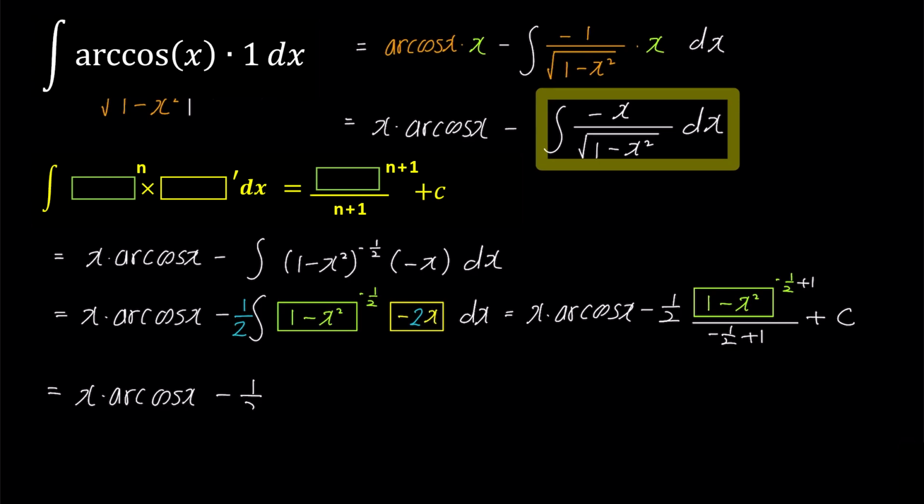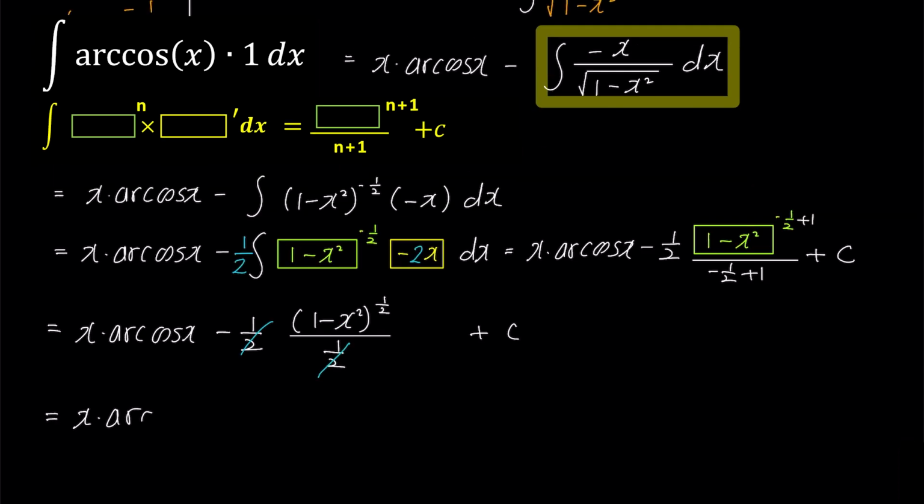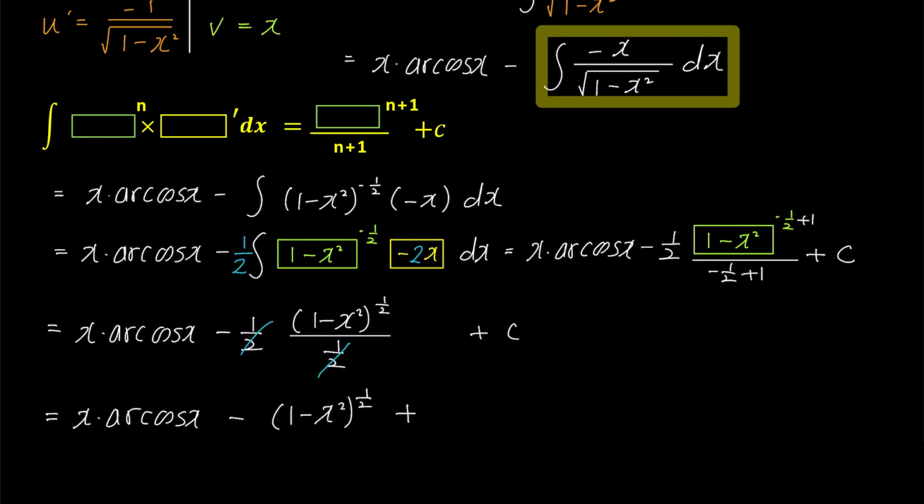Now, simplifying the exponent and denominator, we can remove the half in both places. Therefore, the final answer is x times arccosine x minus the square root of 1 minus x squared plus c.